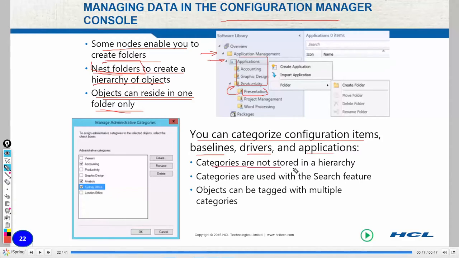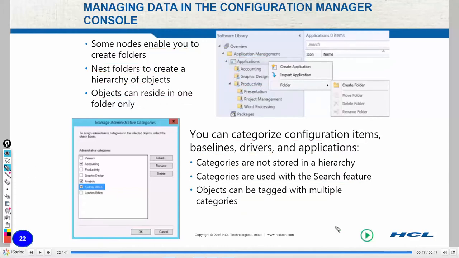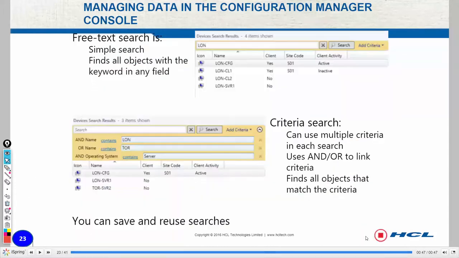Categories are not stored in a hierarchy. Categories are used with the search feature. Objects can be tagged with multiple categories. So let's say I open the view. You can see this is a free text search, so you can search for anything. If I search, it will give me the results as per my search.